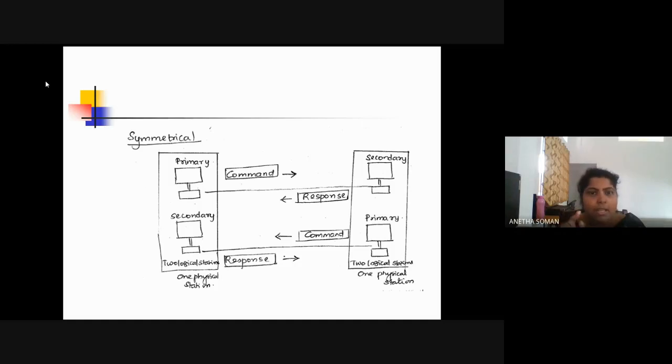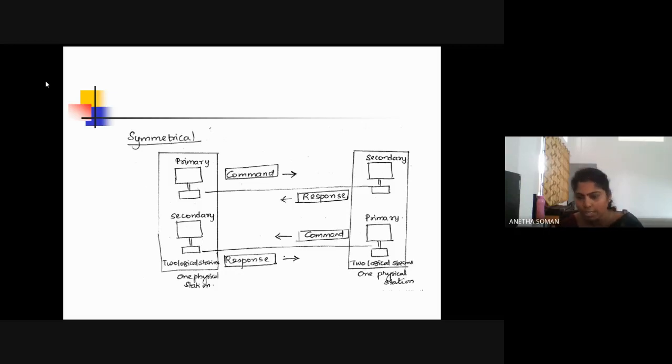Except that the control of the link is shifted between the two stations. It is the same as the unbalanced configuration, but the station which has the control will be sending the command. So the first type of configuration is the unbalanced configuration. I hope it is clear. And the second type of configuration is the symmetrical configuration.